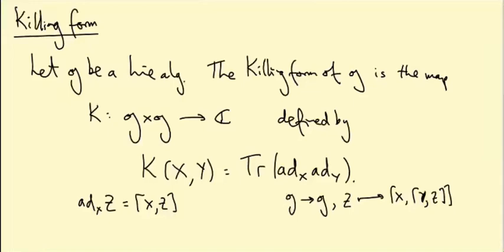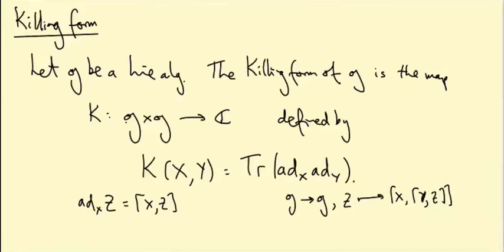We can think of it as a matrix if we pick a basis of g, and then we take the trace of that matrix. The answer doesn't actually depend on the choice of basis, because if I change basis, what that does is to conjugate the matrix of the linear map by some change of basis matrix, and the trace is invariant under conjugation, so it doesn't matter which basis of little g you pick, you always get the same answer here.